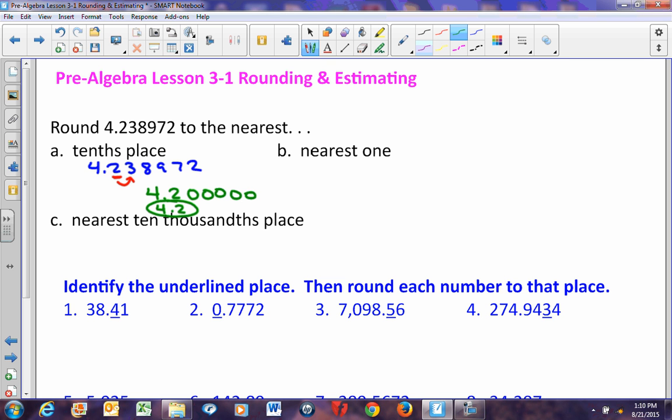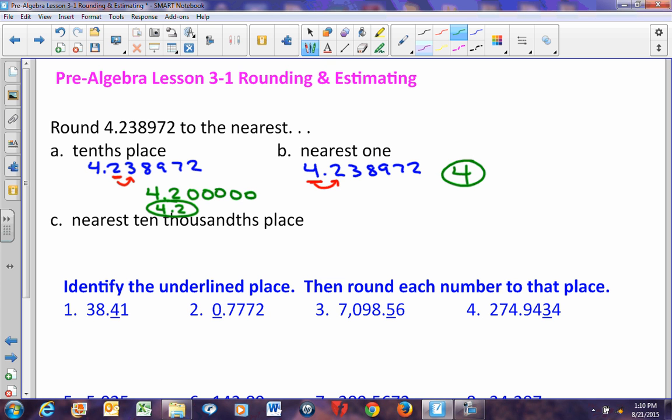Let's look at this. Now we're going to round it to the nearest 1, or a whole number. So 4.238972 to the nearest whole number is here. If I look to the right, it is not a 5 or greater, so this would round to just being 4. I could put 4.000, but I don't need to. It's just 4. It's to the nearest whole number.